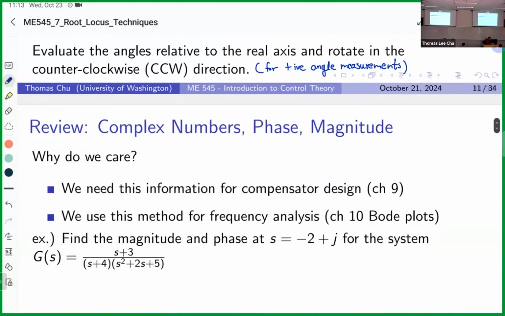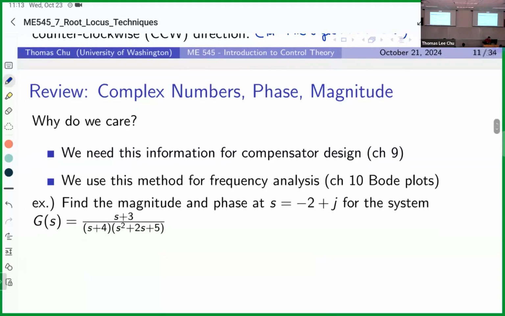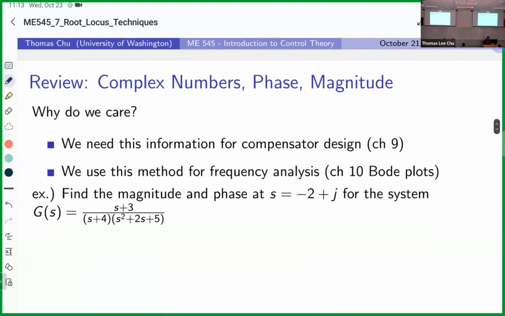Okay, so why do we care? We need this information for compensator design. If we want to design a PID controller, we need to know how to calculate these polar representations. And we use this method for frequency analysis, which is in chapter 10 as well, which is probably the most important chapter in this textbook besides PID controller design. I have an example here. Find the magnitude and phase at S equal to -2 plus J for the system here.